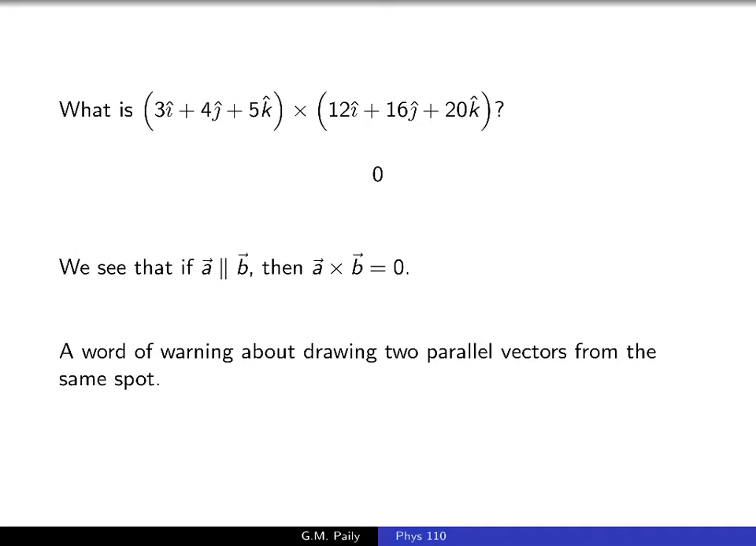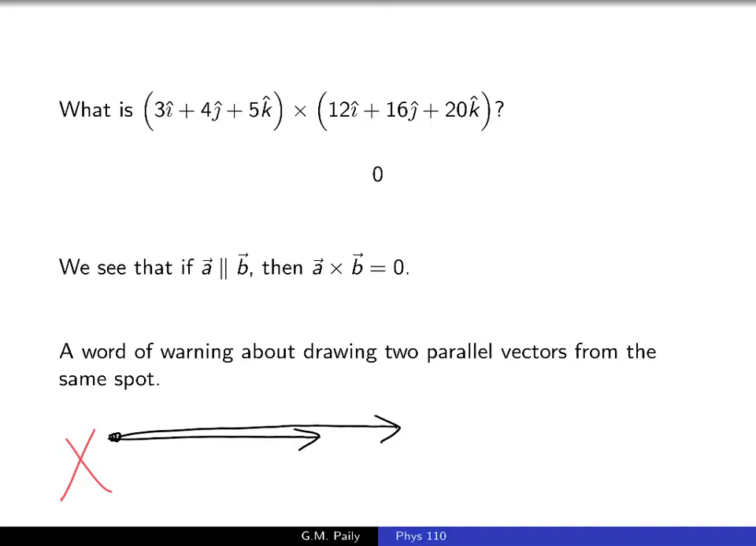When drawing two parallel vectors, keep one point in mind. A common mistake when drawing two parallel vectors is to draw them like this if they start from the same spot. However, this is wrong because it implies that there is an angle, a small angle, but still an angle between the two vectors, which would not be the case if they were parallel.